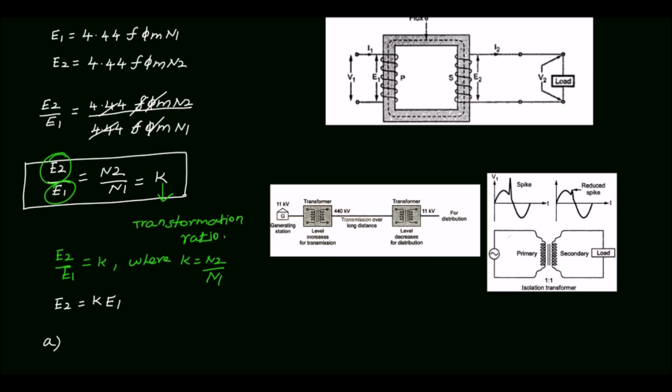First case, if N2 is greater than N1, so the number of turns in the secondary is greater than the number of turns in the primary, then K obviously will be greater than 1. So if K is greater than 1, then E2 will be greater than E1. It means the secondary induced EMF is greater than the primary induced EMF. So this is called a step up transformer.